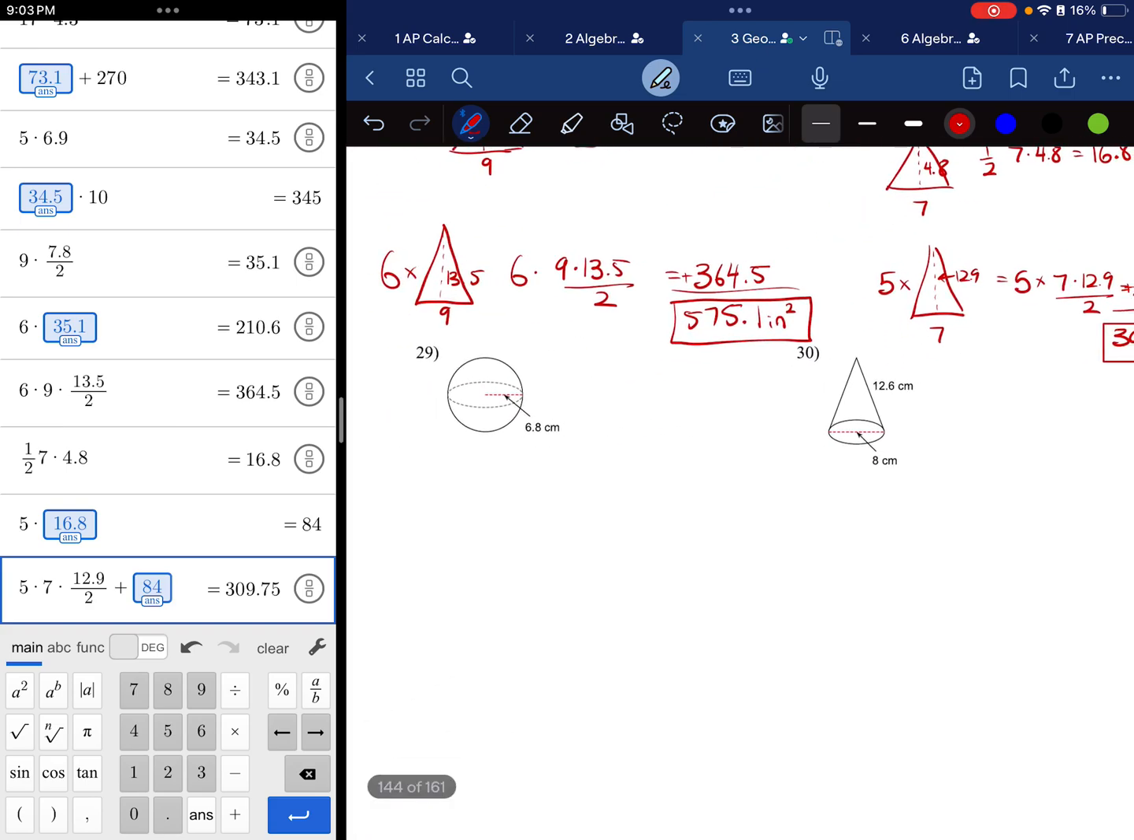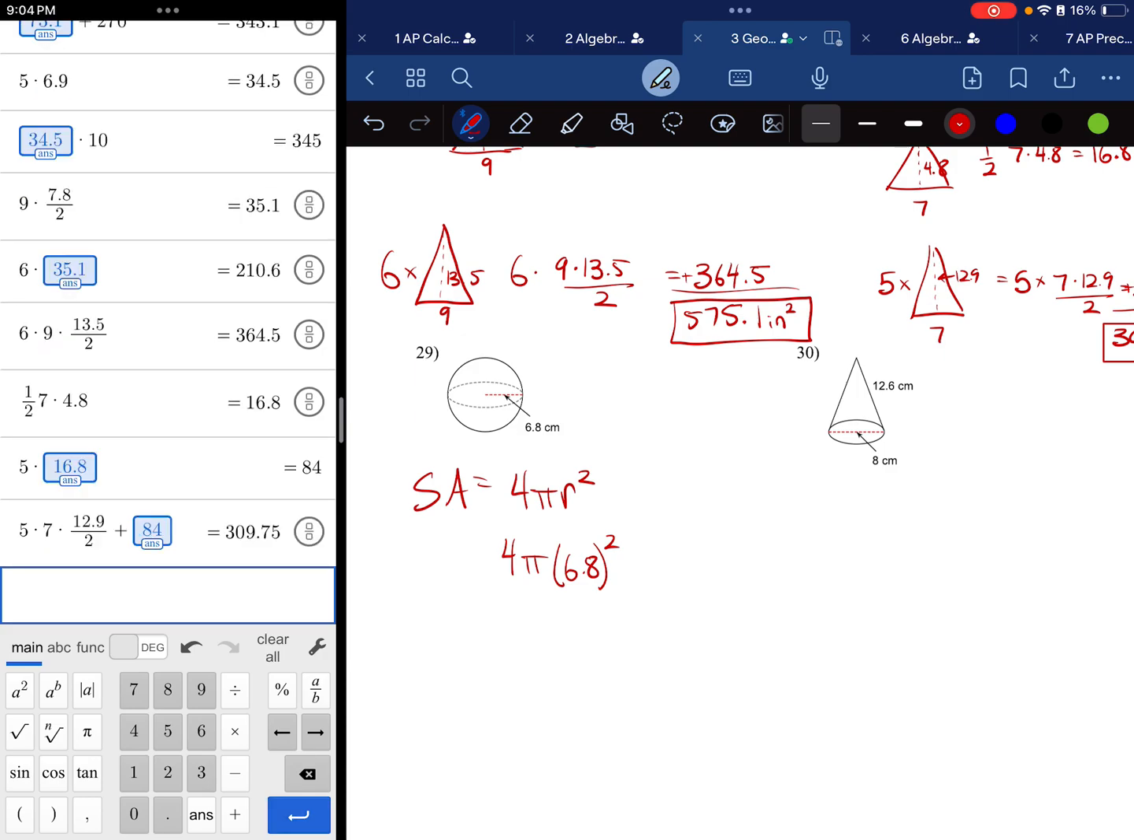Last one, surface area for this one is just a formula, volume. Oh, I was about to write volume. The surface area of a sphere, instead of 4/3, it's just 4. And then instead of pi r cubed, it's pi r squared. It's going to be 4 pi, and then the radius in this case, it already told us it's 6.8. We don't even have to divide by 2 to get from the diameter to the radius.